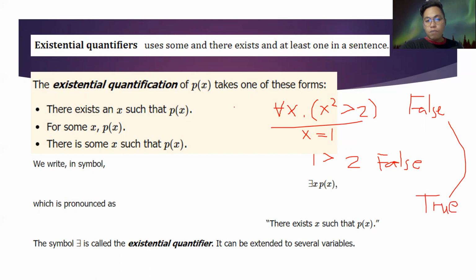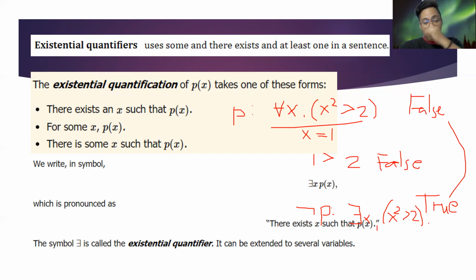If this is P, we have to get the negation of P. The negation of P is that you should only state that there exists x such that x squared is greater than 2. You will not say all; we will only state that there are some. So this is P, which is false. To make it true, we state that there exists x such that x squared is greater than 2. This is what I mean: an existential quantification, the reversed E, is a negation of universal quantification.